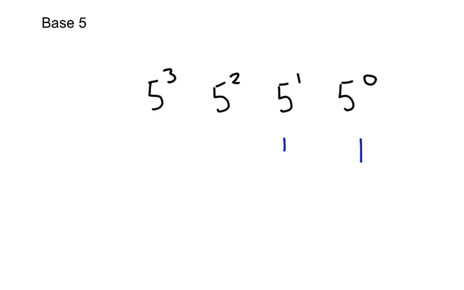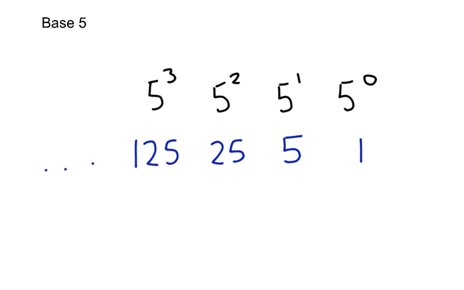Now let's look at a base other than base 10. Let's look at base 5. One of the things we can do to figure out what the place values are going to be in base 5 is the same thing we did with our base 10 numbers. We'll have 5 to the 0 power, 5 to the first power, 5 to the second power, 5 to the third power, and so on if we wanted to get bigger. And anything raised to the 0 power is 1. 5 to the first power is 5. 5 to the second power is 25. 5 to the third power is 125, and so on.